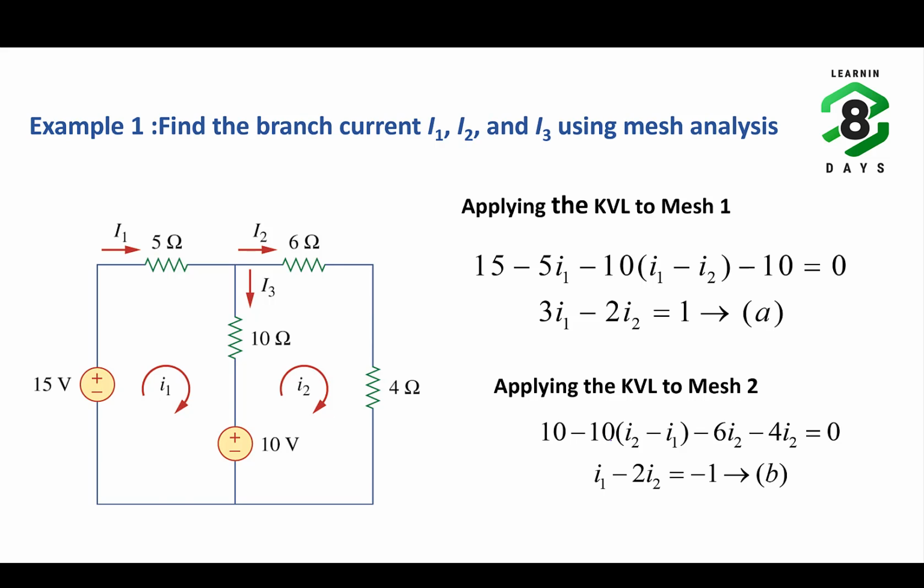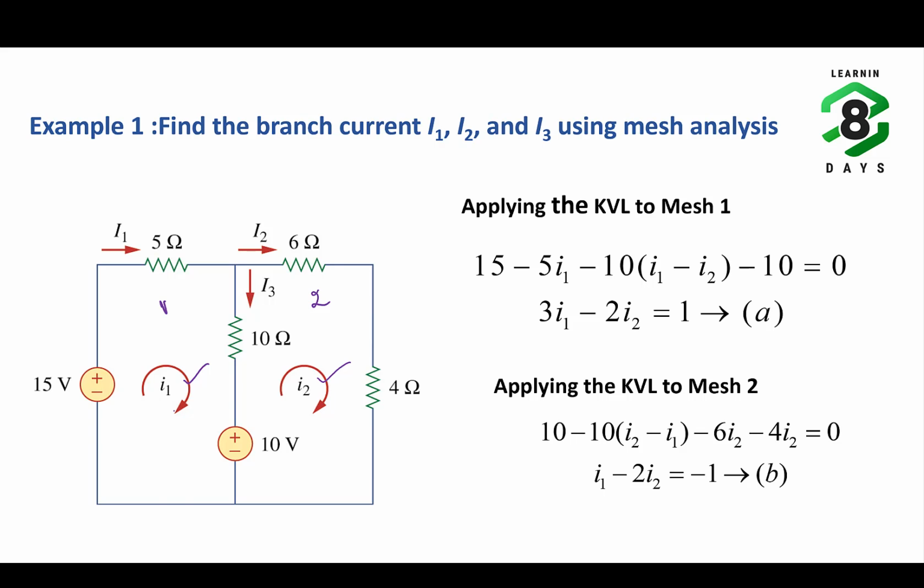Next, see this example here. In this example, the question is to find out the branch currents capital I1, capital I2 and capital I3 using mesh analysis. If you carefully observe, here two meshes are there. This is mesh number 1. This is mesh number 2. So here what is the first step? We have identified the meshes and we are giving the mesh current variables as I1 and I2. Both the mesh current directions are in clockwise direction.